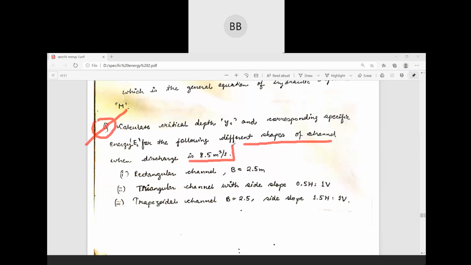So you write this question. Calculate critical depth YC and corresponding specific energy EC for the following different shapes of the canal, or you can say channel, when discharge is 8.5 meter cube per second. You consider only two, number one and number two. That is, one is a rectangular channel and the second one is a triangular channel with side slope 0.5 horizontal to 1 vertical. It's very simple. We already did this type of numericals.